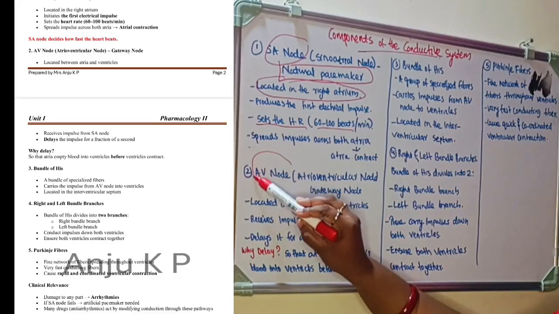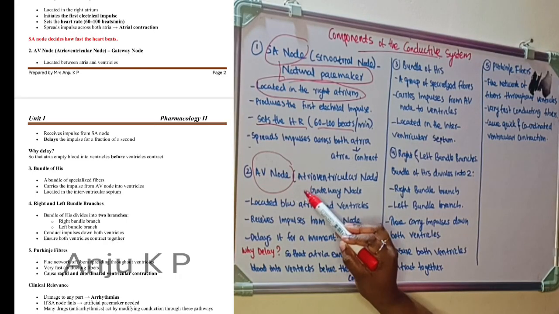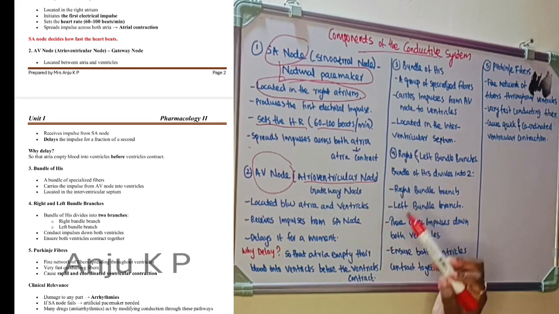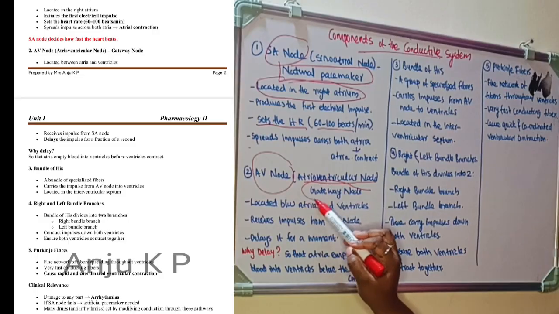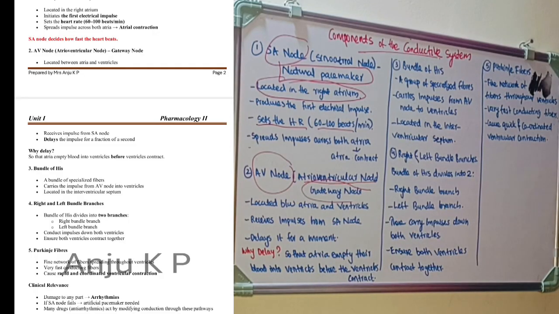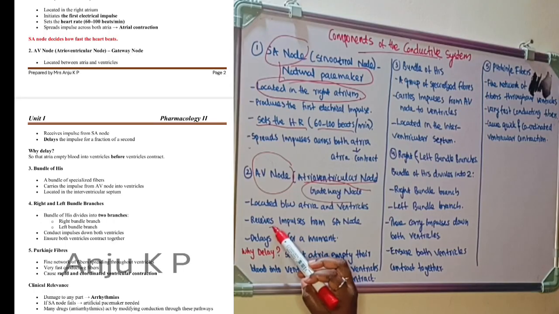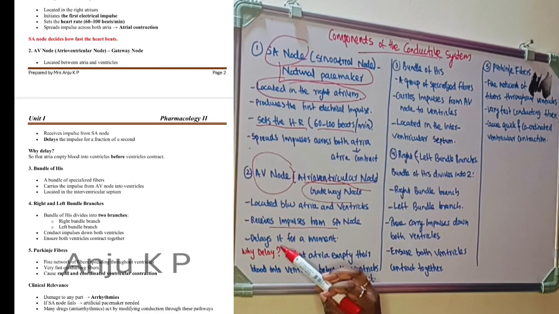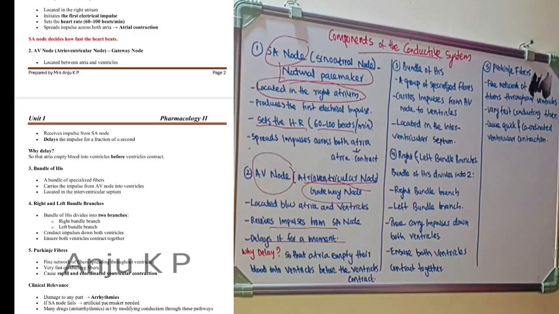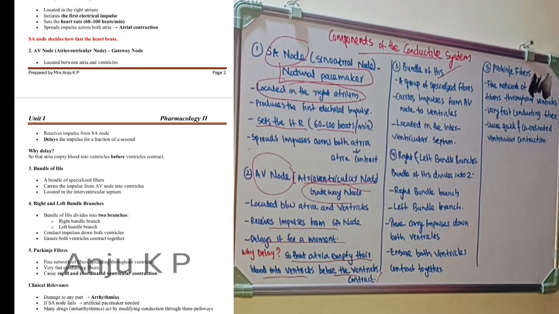Next we will see the AV node. AV node is nothing but the atrioventricular node. This is considered the gateway node, located between the atria and ventricles. It receives the impulses from the SA node and delays them for a moment. Why is it delaying? So that the atria empty their blood into the ventricles before the ventricles contract. Next up is the bundle of His.